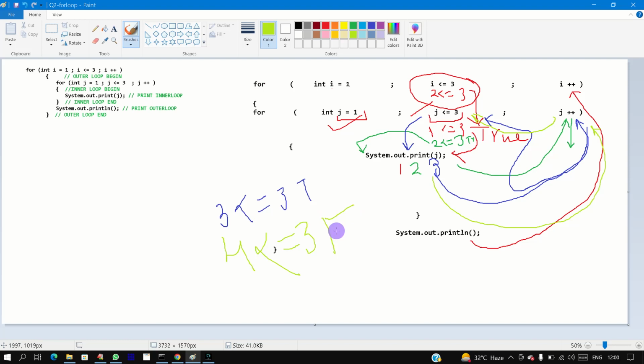The condition is false. If the condition is false, we will be coming out of the loop.